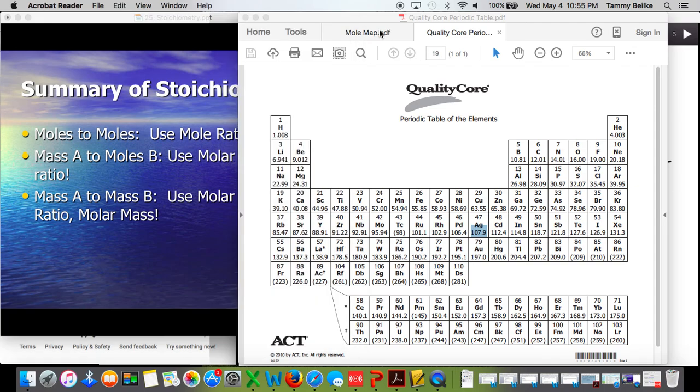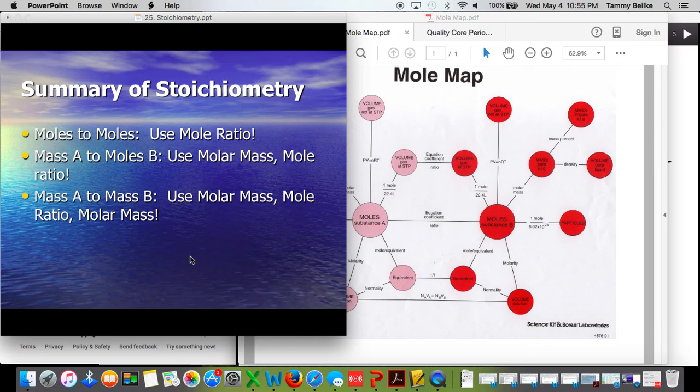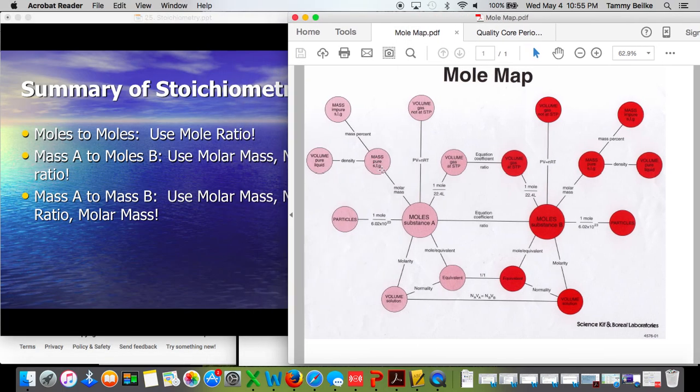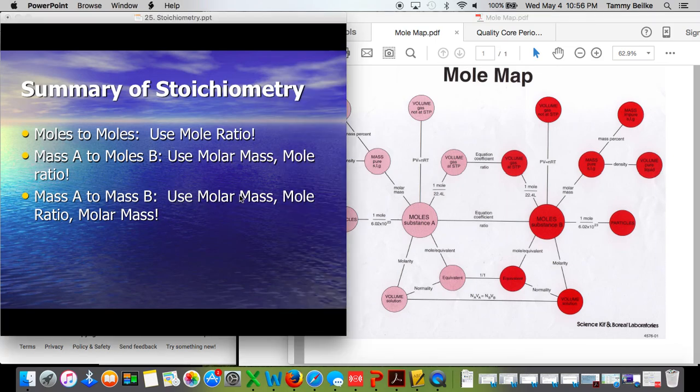So I was going to point out a few different scenarios for stoichiometry to be used. The very first one, it's a mole-to-mole conversion. Anytime it's mole-to-mole, you're just using the mole ratio, and that is it. If you're going from mass of A to moles of B, or the other way around, you're using just molar mass and mole ratio, or mole ratio and molar mass. If you're going from mass of A to mass of B, it says molar mass, mole ratio, molar mass.